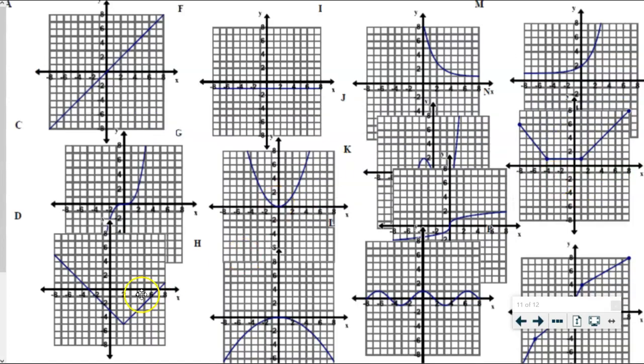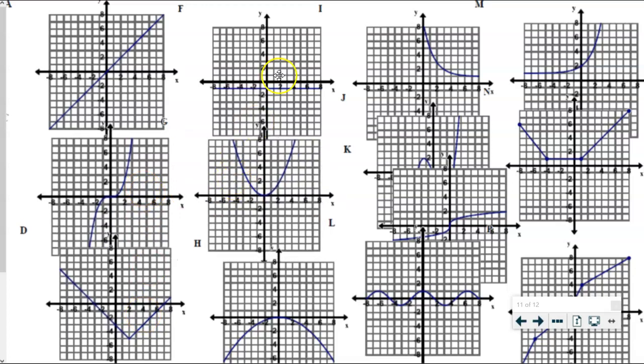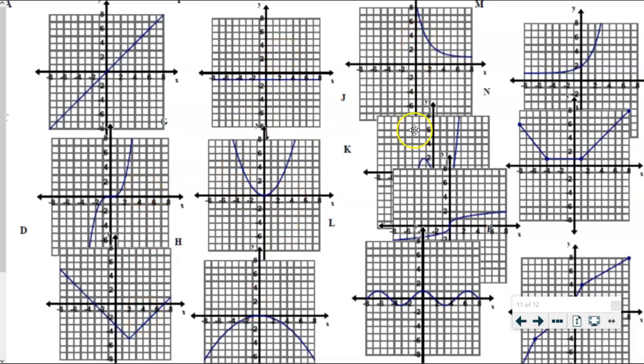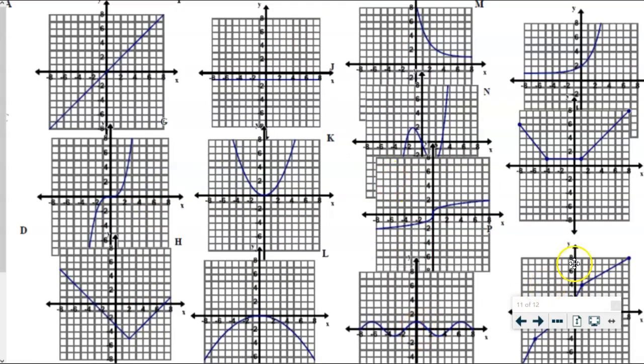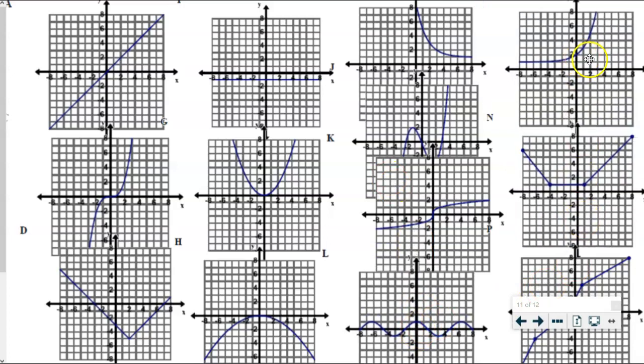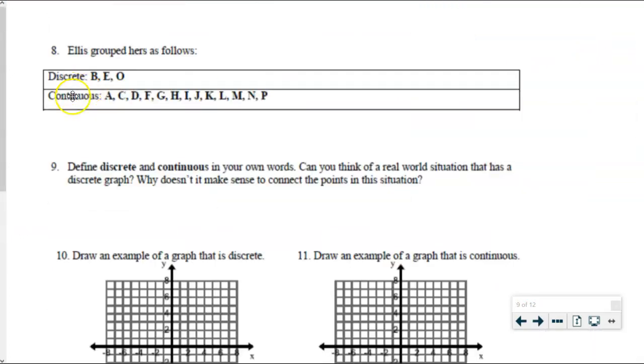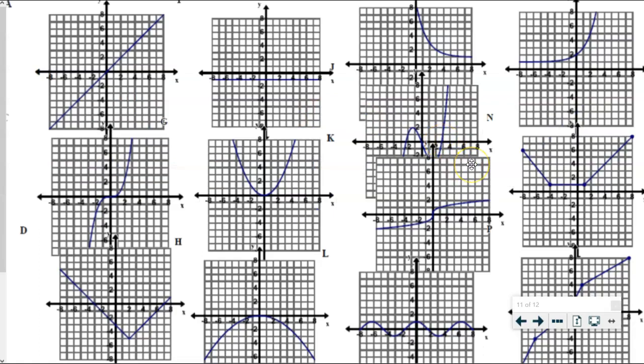With that in mind, I can't even show all of these because they will overlap. There's so many of them, but these are all the remaining ones. What would you describe these ones as? Ellis described these as continuous. What do you think continuous means? Fitz?